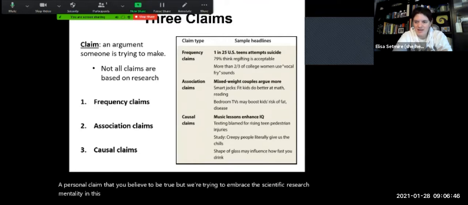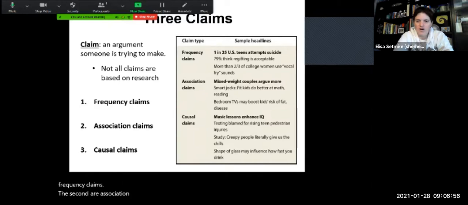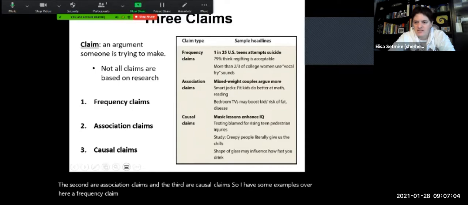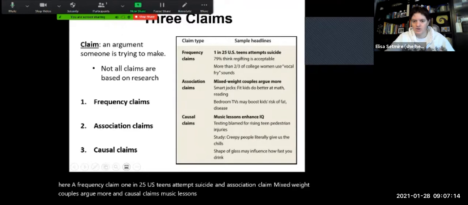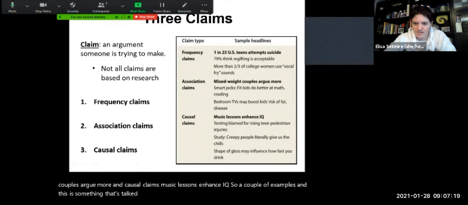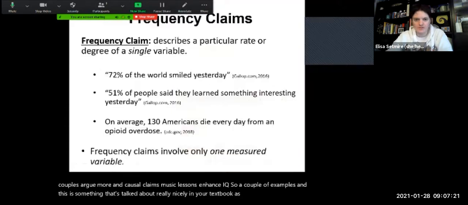So there are 3 main types of claims that we tend to have. The first are frequency claims. The second are association claims. And the third are causal claims. So I have some examples over here. A frequency claim: 1 in 25 US teens attempt suicide. An association claim: mixed weight couples argue more. And a causal claim: music lessons enhance IQ. So a couple of examples, and this is something that's talked about really nicely in your textbook as well. But let's look at them a little bit closer.